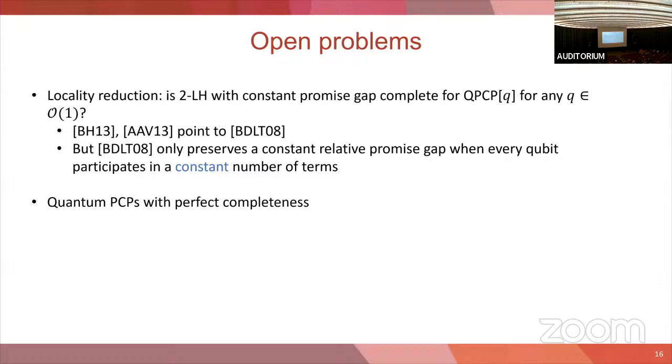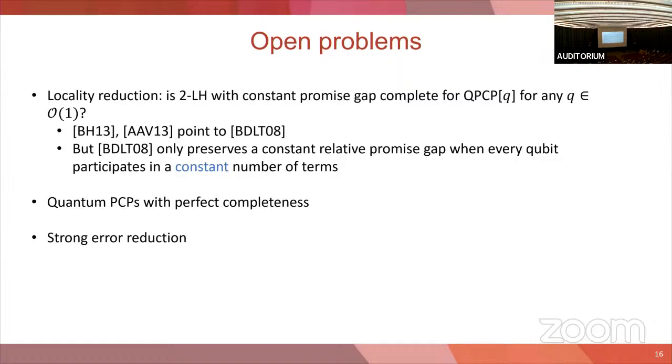Also, our techniques, because we use this quantum reduction, we can only learn the Hamiltonian up to some precision. So we're never able to preserve perfect completeness. So it's still an open question whether, for quantum PCP with perfect completeness, similar things actually hold to what we have shown before, because our techniques simply fail there.